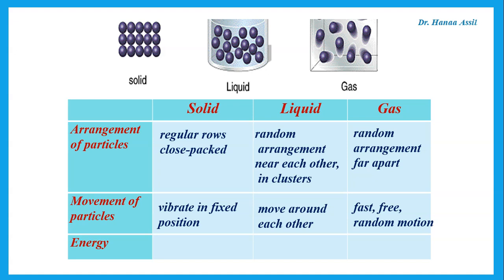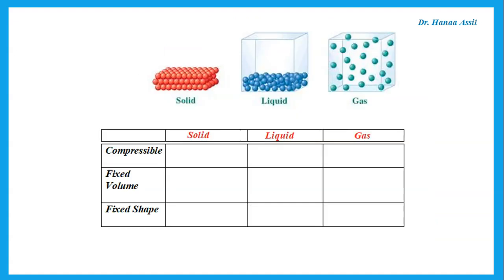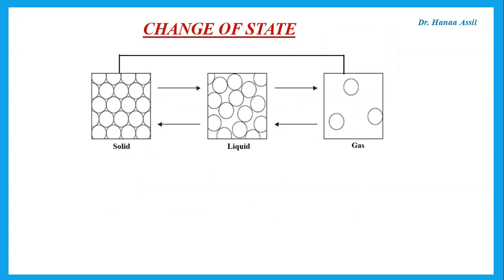Which of these has more energy? You should remember that as we go from solid to liquid to gas, the gas has the most energy. Which one is compressible? You know that the gas is compressible because the particles are originally far apart, so you can press them together. Which one has fixed volume? Solids and liquids have fixed volume. Which has fixed shape? Only the solids. So this is basic chemistry.